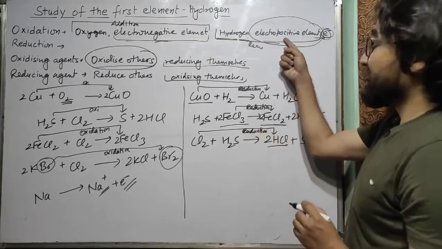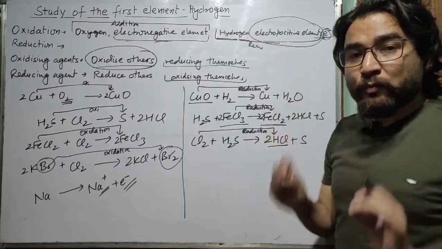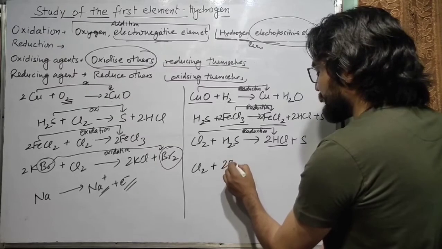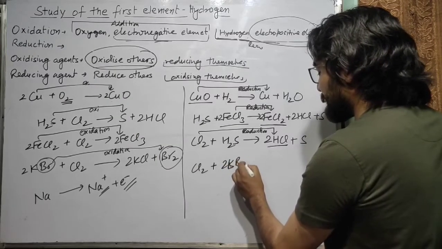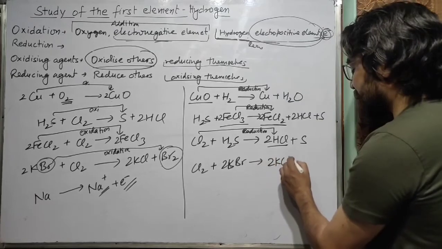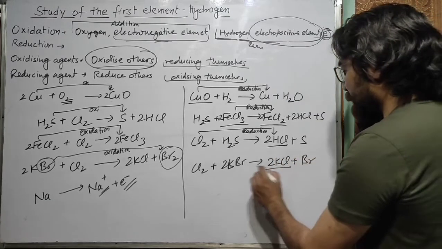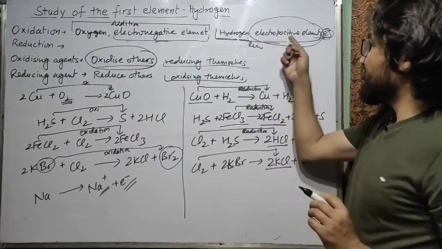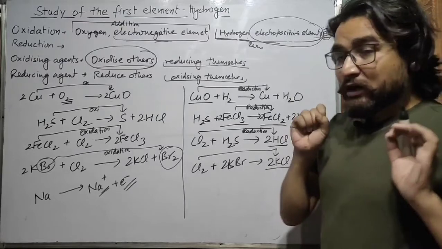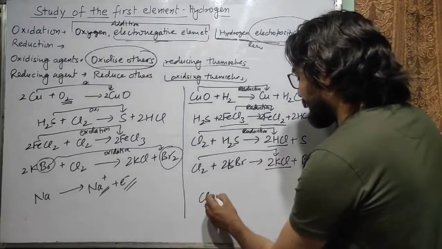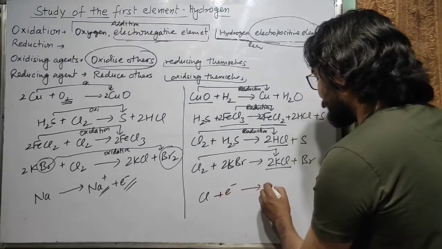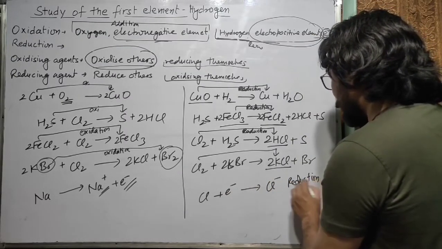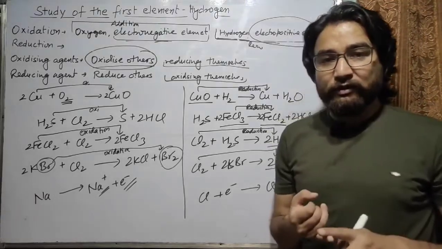Then we are talking about addition of electropositive element. So take the same example like Cl2 plus 2 KBr. It will form 2 KCl plus Br2. So here we have added potassium to chlorine. So this is again reduction. And at last addition of electrons. So Cl plus 1 electron will form Cl minus. So it is reduction because addition of electron is called reduction.